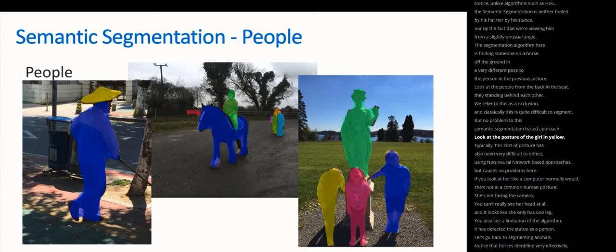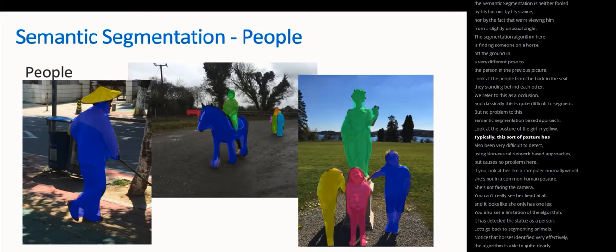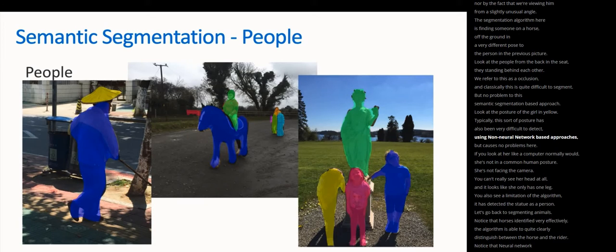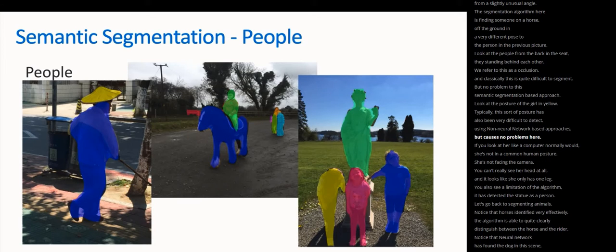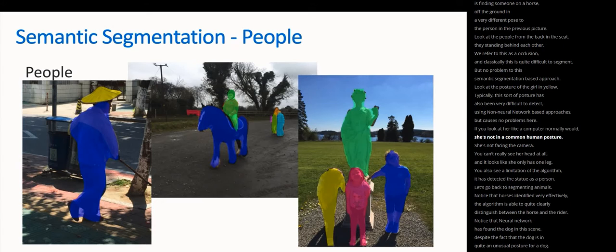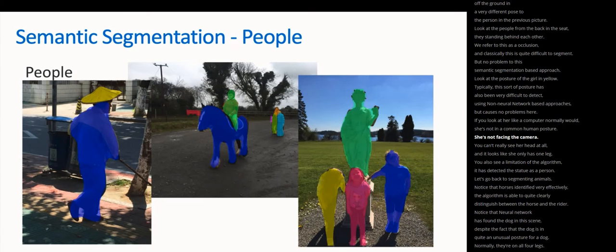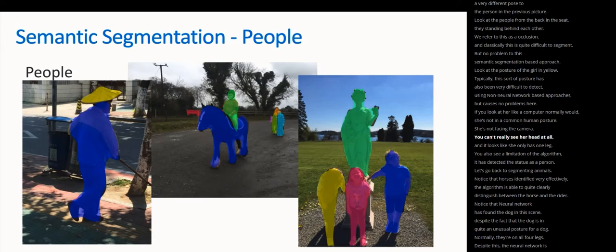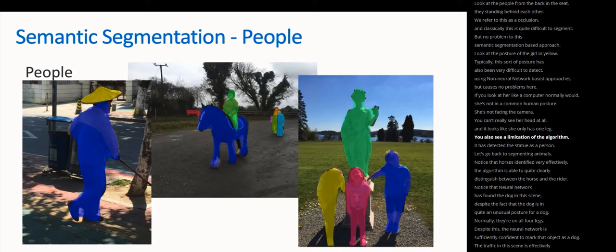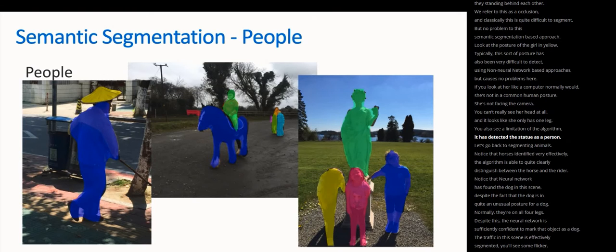Look at the posture of the girl in yellow. Typically, this sort of posture has also been very difficult to detect using non-neural network-based approaches, but causes no problems here. If you look at her like a computer normally would, she is not in a common human posture. She's not facing the camera. You can't really see her head at all, and it looks like she only has one leg. You also see a limitation of the algorithm. It has detected the statue as a person.